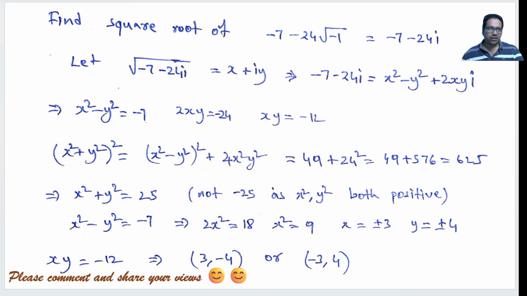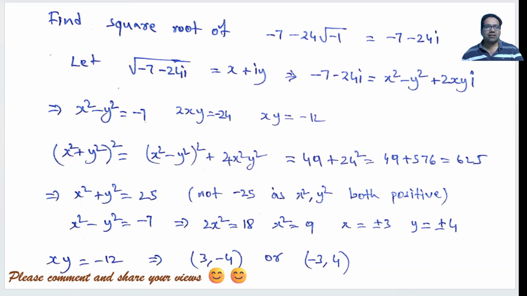What is x square minus y square? It is -7. -7 whole square is 49. And 4x square y square is (2xy) whole square, which is (-24) square, that is 24 square only. So 49 plus 576 is 625. So (x square plus y square) whole square is 625. What does that mean? x square plus y square is 25.